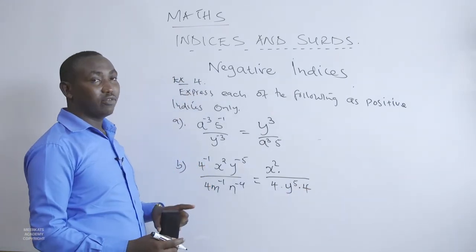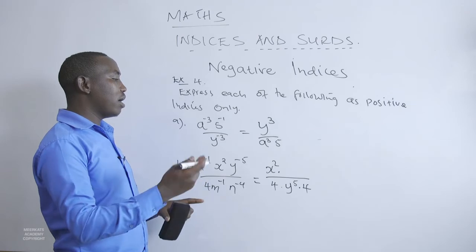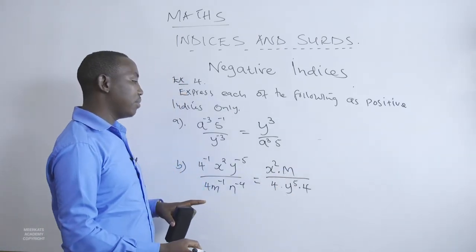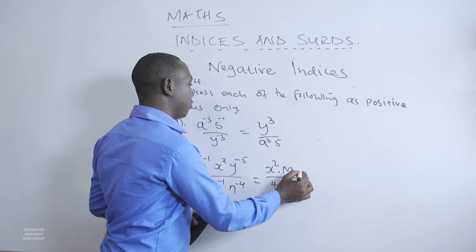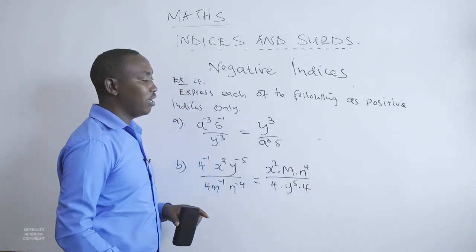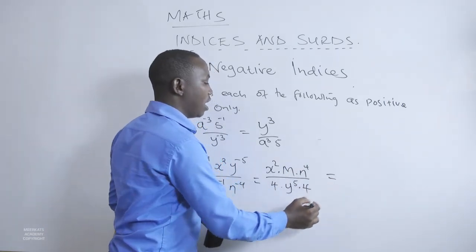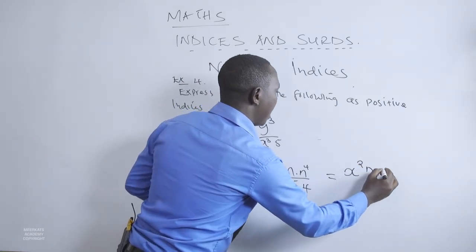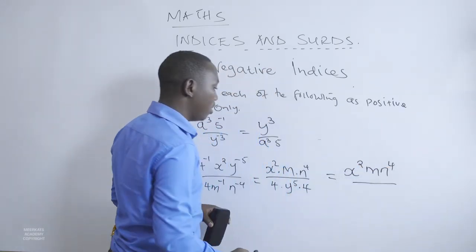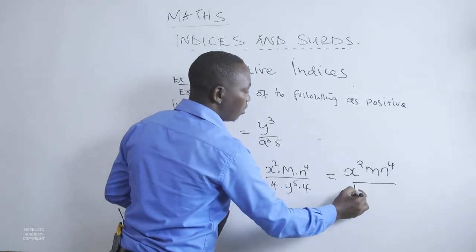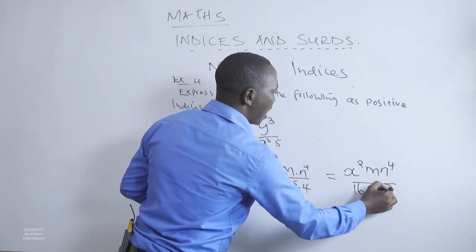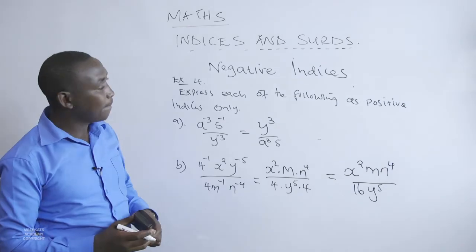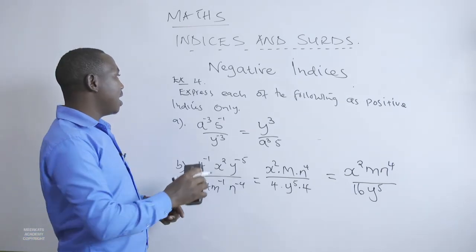M raised to negative 1 over m raised to negative 1, m will go to the numerator to become m raised to 1, and again n will go to the numerator to become n raised to positive 4. So when we now simplify this, we shall have x squared m n raised to the power of 4 divided by 4 times 4, which will give you 16 y raised to the power of 5. So that is how it's done.